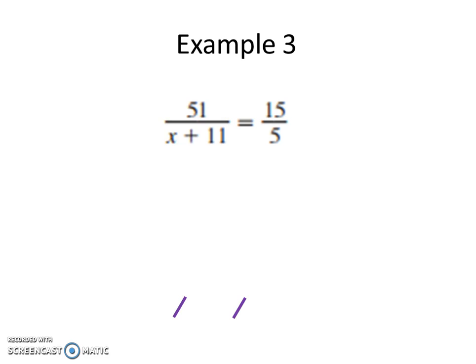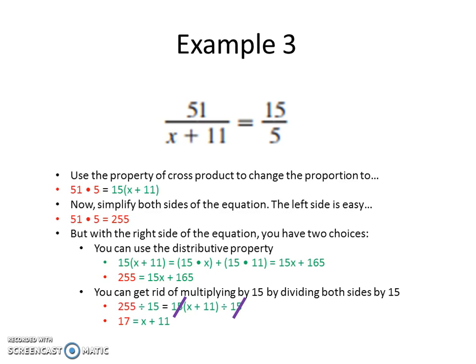Our third example is here. So this one's going to be a little bit more complicated because if you notice, our denominator of x plus 11 isn't just one number or variable, it's two things going on. But we can still use our cross products property. So when we use this property, I'm going to multiply 51 by 5 and then 15 by x plus 11.